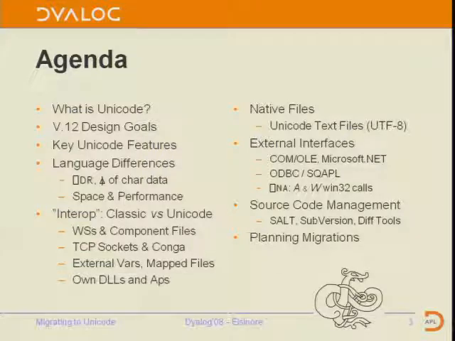So I'll start with what I think Unicode is, talk a bit about how we thought about designing this version, the Unicode version, what we were trying to achieve, and introduce the new features of the language that are there to support Unicode. And then the rest of the discussion will be about the kind of things you need to think about when moving your code. What's going to be different? What are you going to have to change? What might you want to change depending on what you're trying to achieve with your Unicode migration?